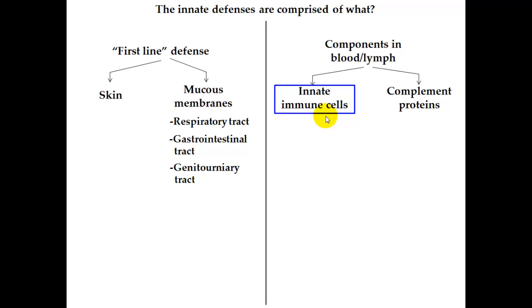So we'll take a look at that next. If you consider not just the innate cells found in the blood, but all of the cells found in the blood, we'll start there. You basically can divide that into three different categories.